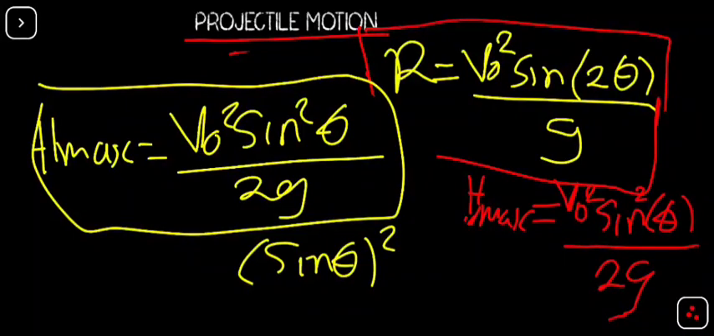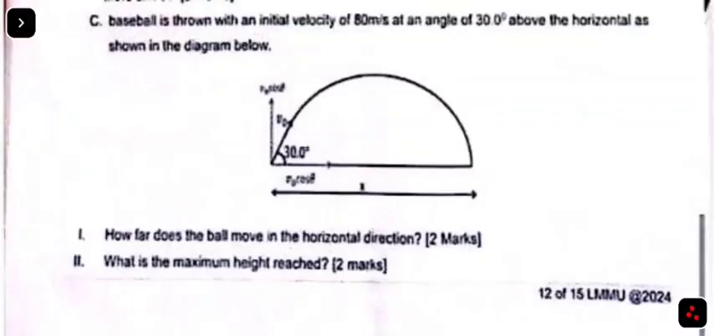Let us look at our first example. We have the question which says that a baseball is thrown with an initial velocity of 8 meters per second at an angle of 30 degrees above the horizontal as shown in the diagram. How far does the ball move in the horizontal direction? Okay, so the movement of a ball in a horizontal direction is what we call the range. The movement from point A to point B is what we call the range.